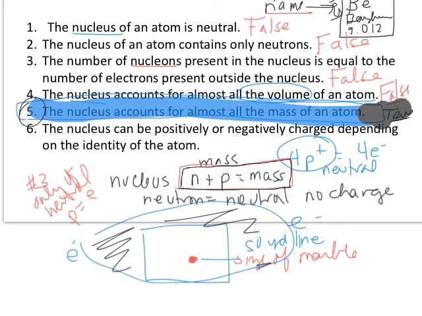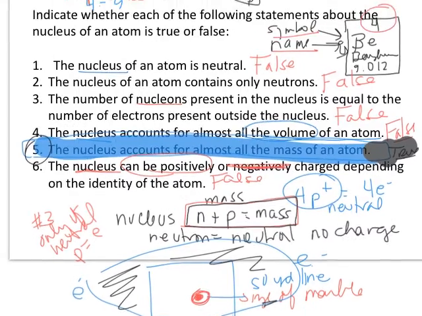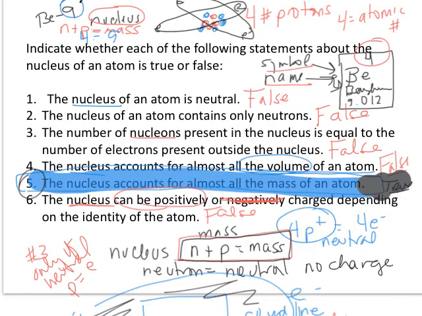And number 6, the nucleus can be positively or negatively charged depending on the identity of the atom. That is false. The nucleus can only be positively charged. The nucleus can never be negative. This right here, the nucleus, only has neutrons and protons. We drew a picture here, neutrons and protons. The nucleus can only be positive.